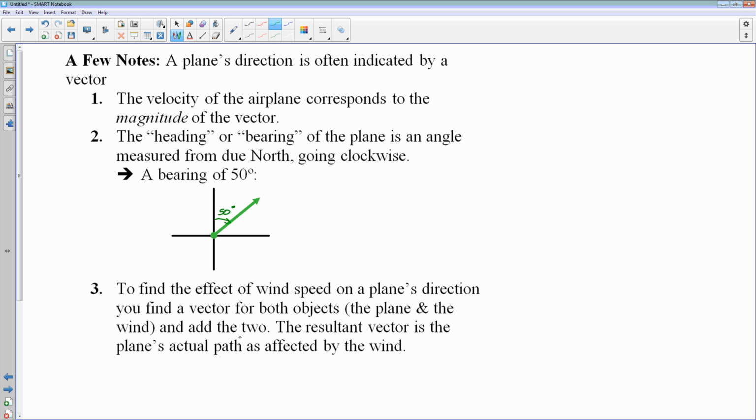Finally, to find the effect of wind speed on a plane's direction, you find a vector for both the plane and the wind, and then you add the two vectors together. Your answer, the resultant vector, is the plane's actual path as affected by the wind. So there's a few notes for you, and let's do two examples.